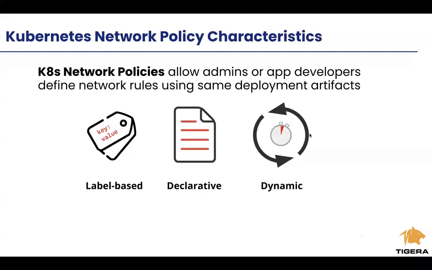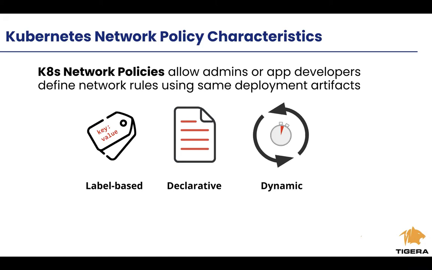So this is where the main drivers behind Kubernetes network policies come in. What they do is allow admins or app developers to define their network rules using the same deployment artifacts. Similarly, you can write YAMLs to define how the network of the application should behave, what the rules are that define the direction of the traffic, ports, and so forth.